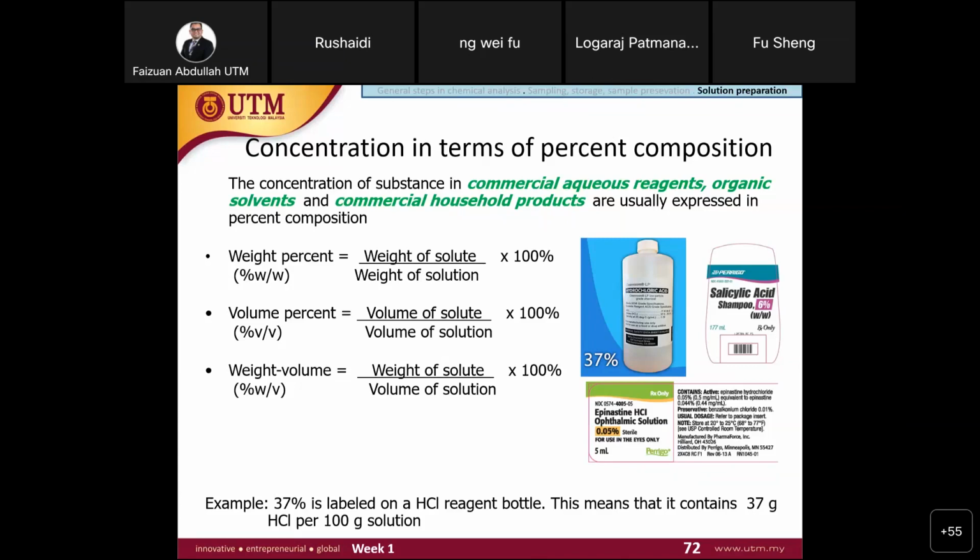And then you have the salicylic acid shampoo, 6% weight by weight, and the total volume is 177 ml. So my question is, what is the volume of salicylic acid in the shampoo? Put your answer in the chat. What is the volume of salicylic acid in the shampoo if the total volume is 177 ml?